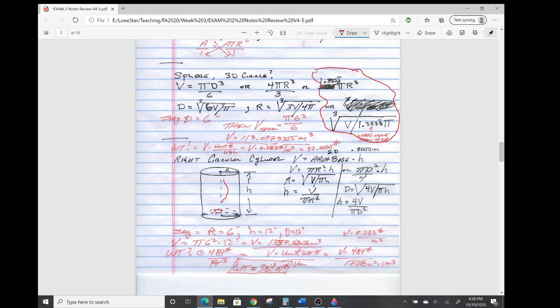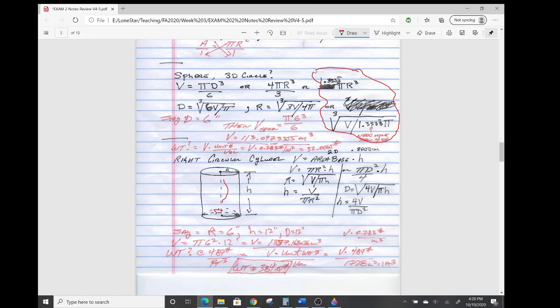If you're looking for the diameter of a right circular cylinder, and you're given the volume, it's the square root of 4 times the volume divided by pi times the height. There's your formula. I've rearranged all this for you so that no matter what you're looking for, you should be able to come up with it.